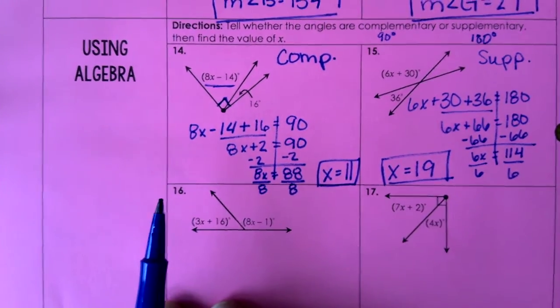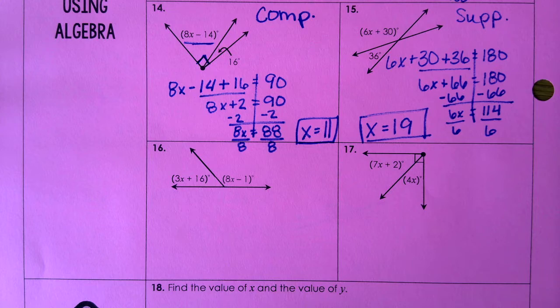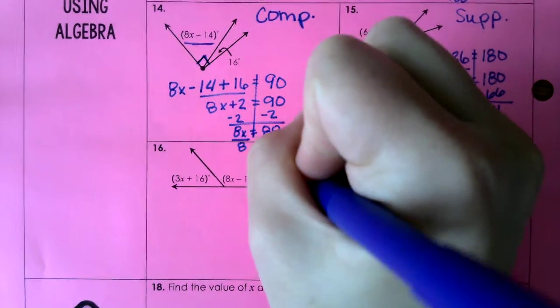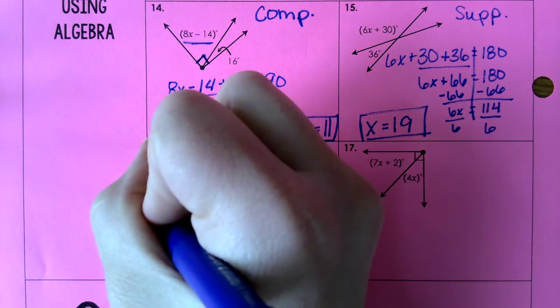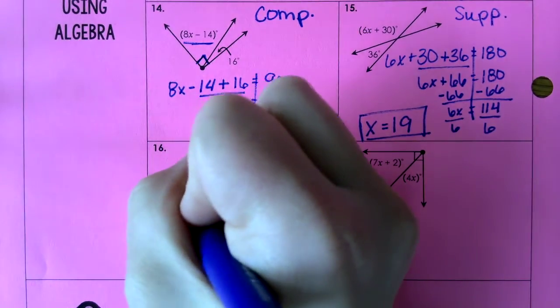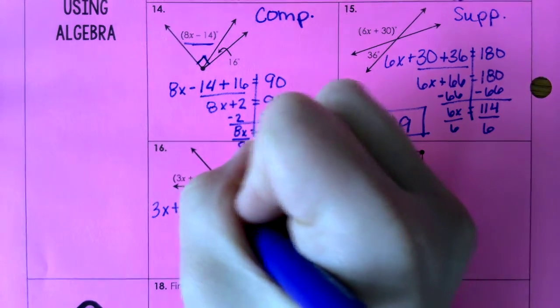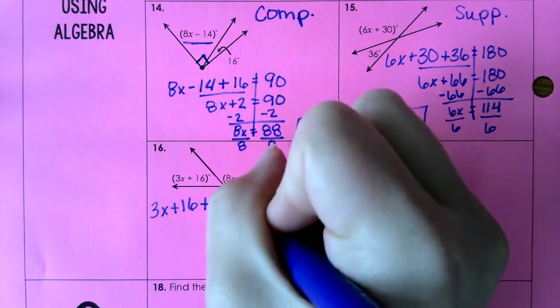So for 16 you would do 3x plus 16 plus 8x minus 1. Boom, how do we know they're 180? Because it's supplementary. So exactly, we're going to take 3x plus 16, add that to 8x minus 1, and that equals 180.